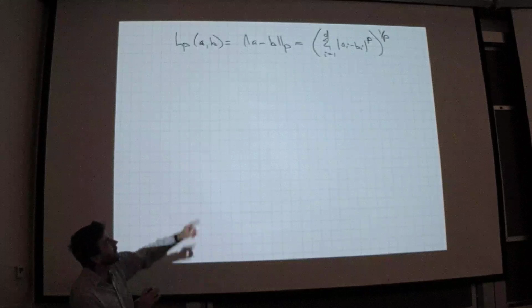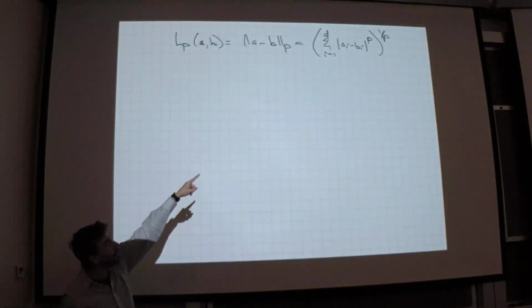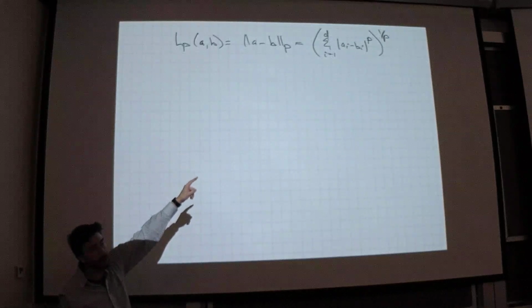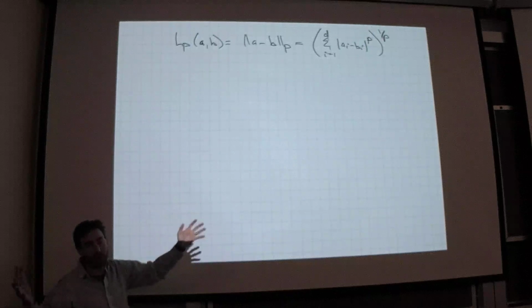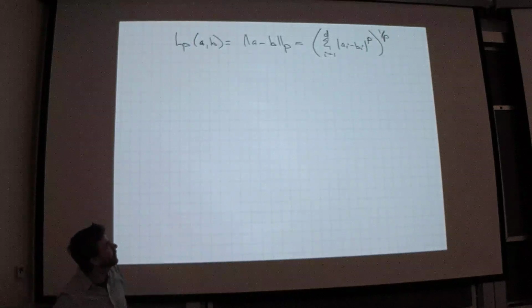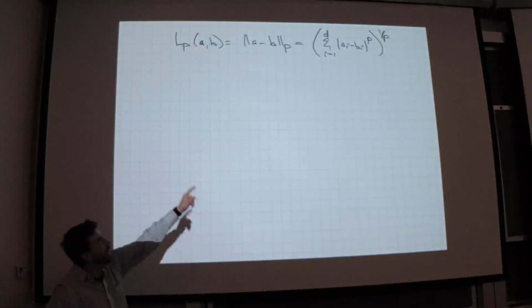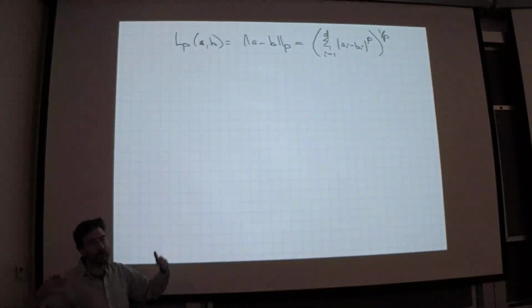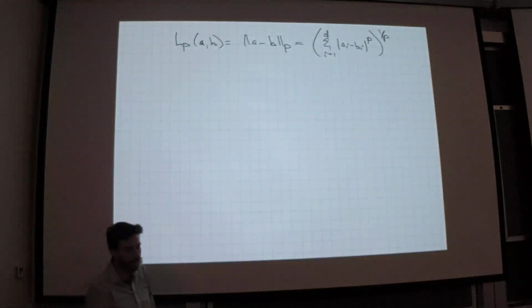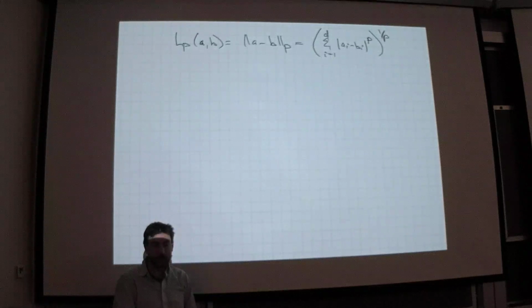Okay? So notice if I plug in 2, then the power 1/P is power 1/2, which is the square root, right? So I recovered the L2 distance. If it's a 1, then the P and the 1/P aren't there at all, right? So I recover the L1 distance as well.